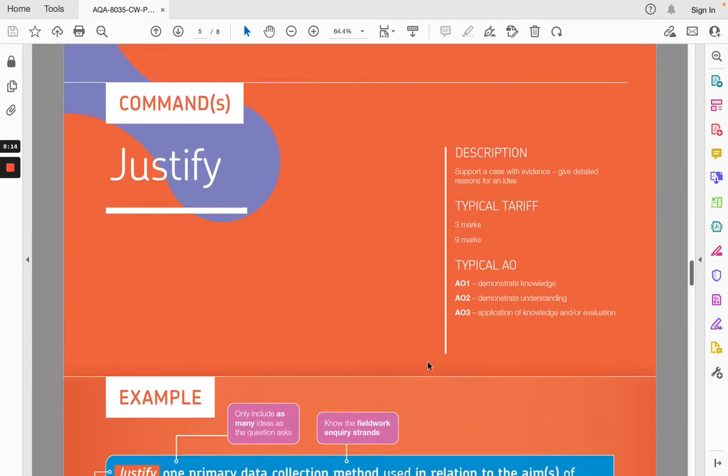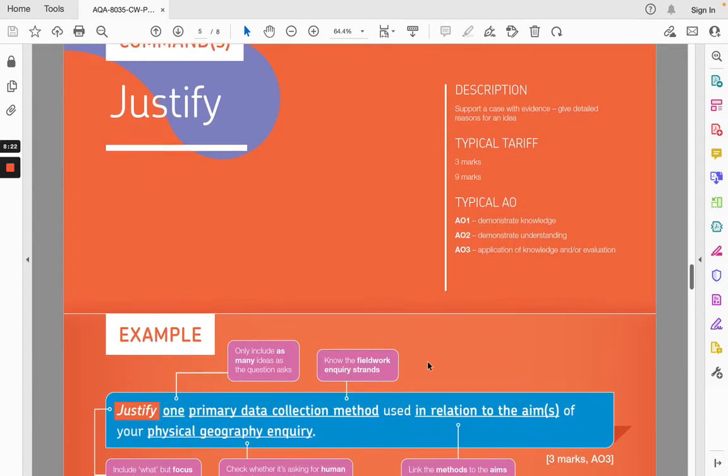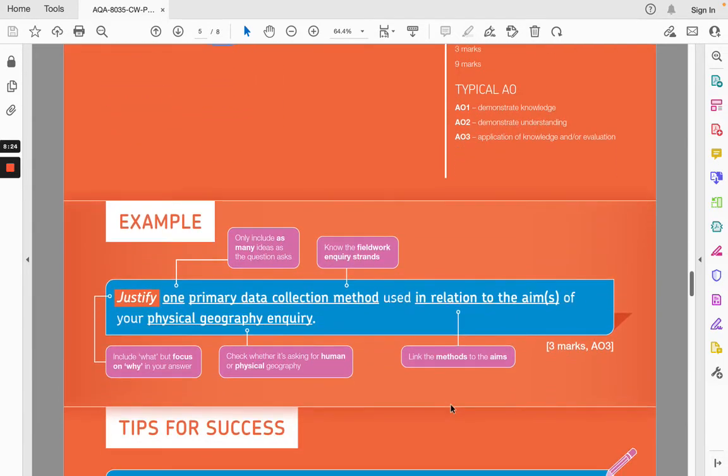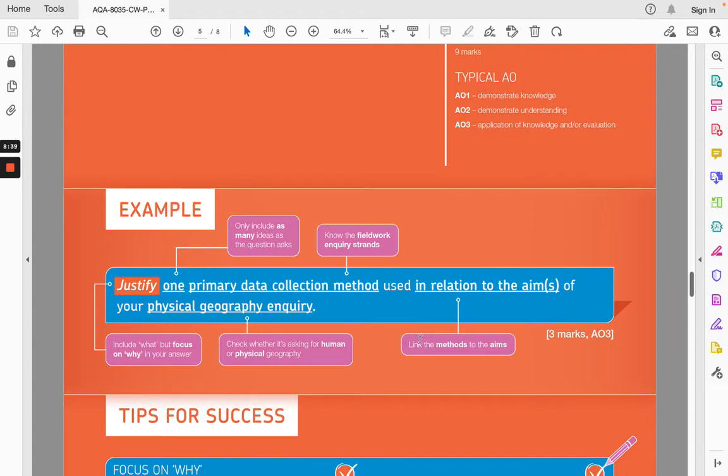Justify, basically just back up what you're saying. Just back up your words with data, with facts. Okay, so as you can see here, justify one primary data collection method used in relation to the aims of your physical geographical inquiry. Now, you did not do a physical geography inquiry. This is a fieldwork question. We did not do fieldwork. You did unseen fieldwork, but not fieldwork. But we can still look at it.